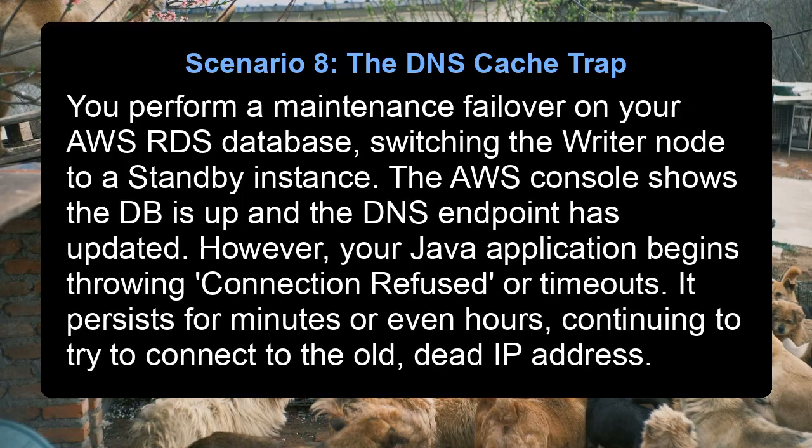The DNS cache trap. You perform a maintenance failover on your AWS RDS database, switching the writer node to a standby instance. The AWS console shows the DB is up and the DNS endpoint has updated. However, your Java application begins throwing connection refused or timeouts. It persists for minutes or even hours, continuing to try to connect to the old, dead IP address.